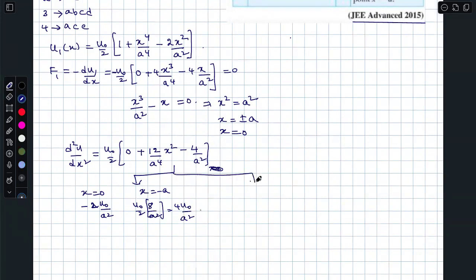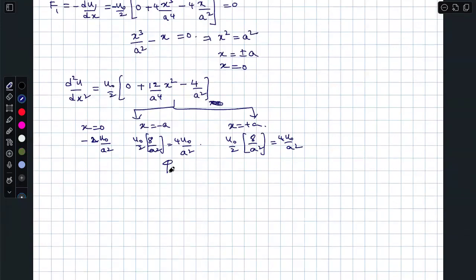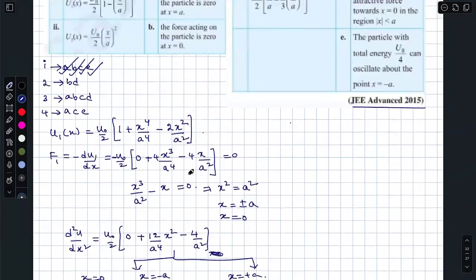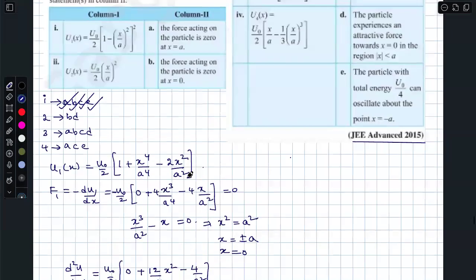Okay, positive. If you take x is equal to plus a, obviously u naught by 2 times, whether you take x is equal to plus a or minus makes no difference. You'll get again the same situation, 8 by a square. So this will become 4u naught by a square. So therefore this can be considered as a stable equilibrium position. If it is a stable equilibrium position, oscillation is possible. So therefore ABCE is justified.